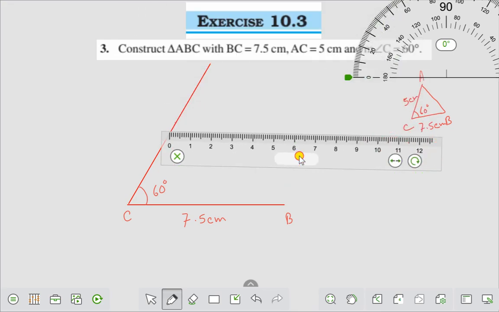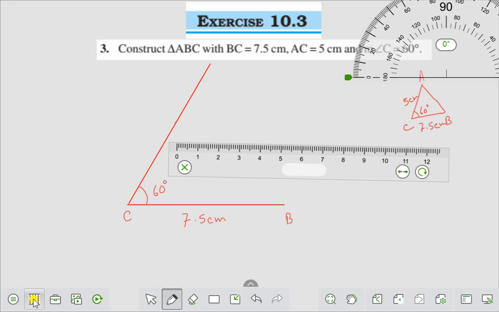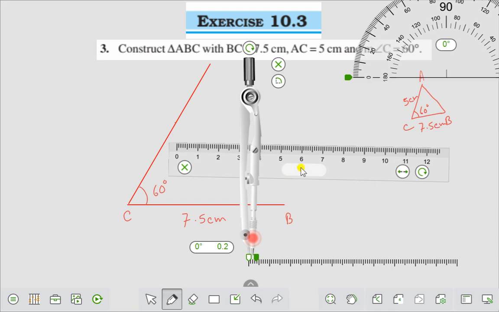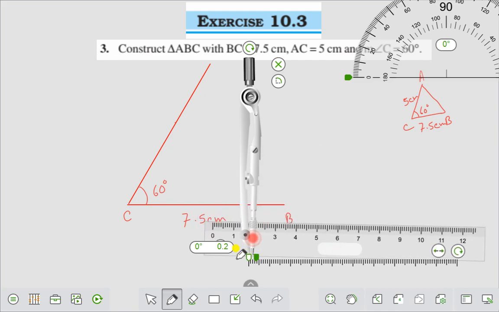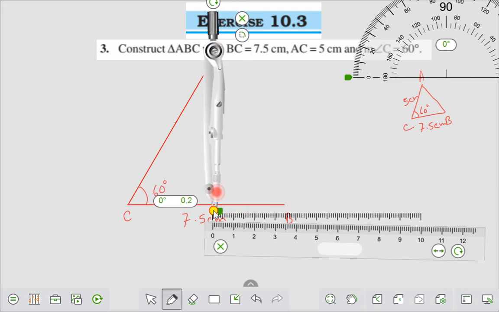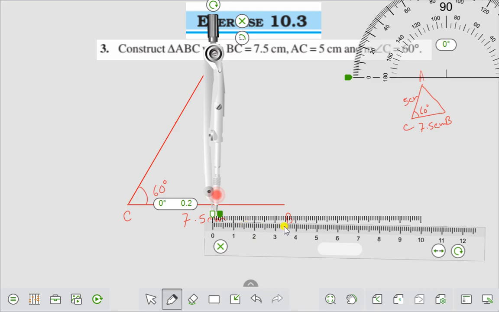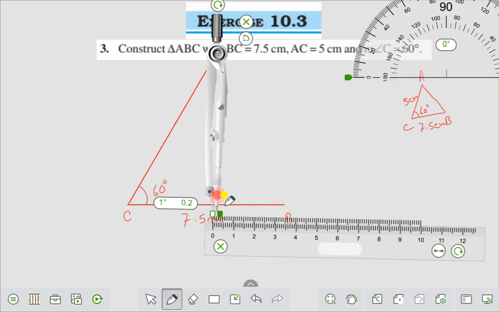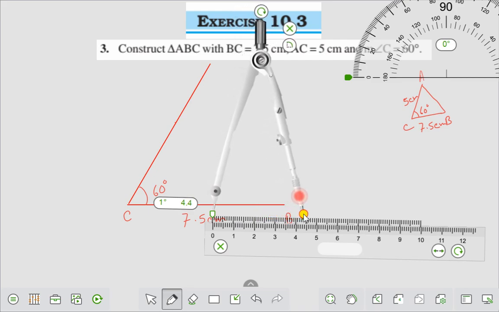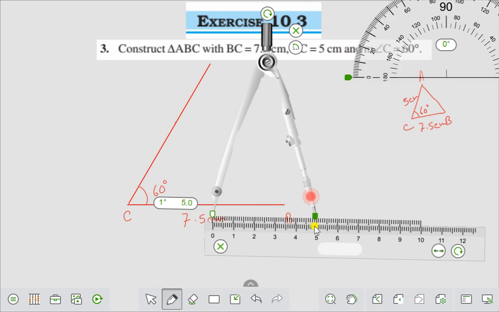With the compass, take the measurement as 5 centimeter. Take this at point 0, exactly 0, and spread these legs to measure 5 centimeter. We get 3.2, 3.4, 4, 4.8, 4.95. Yes, you see, this is exactly 5 centimeter.